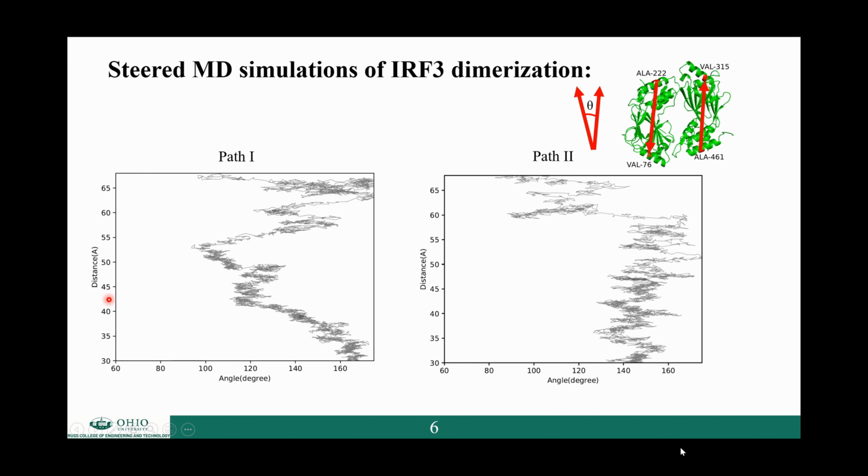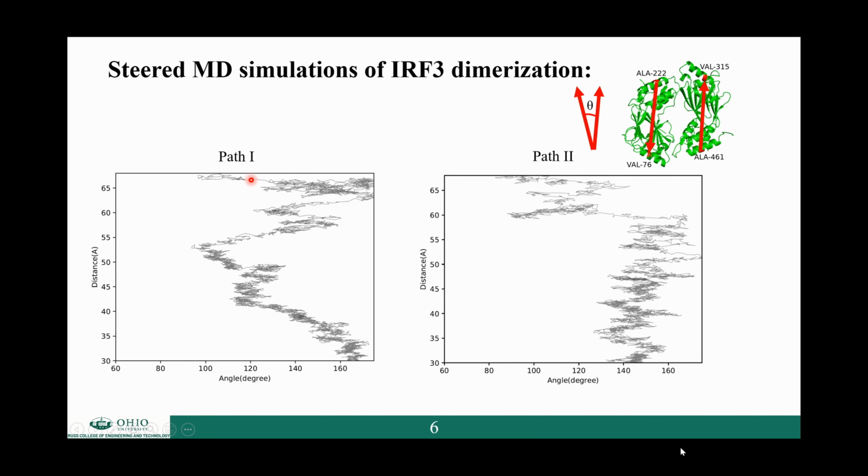So the y-axis is the distance between the two chains of protein, and the x-axis is the angle between the two proteins, which is represented by these two vectors that connect alanine 222 to valine 76 and the corresponding alanine 461 to valine 315. And the theta, the angle between these two vectors, represents the angle between the two proteins. So the x-axis is this angle.